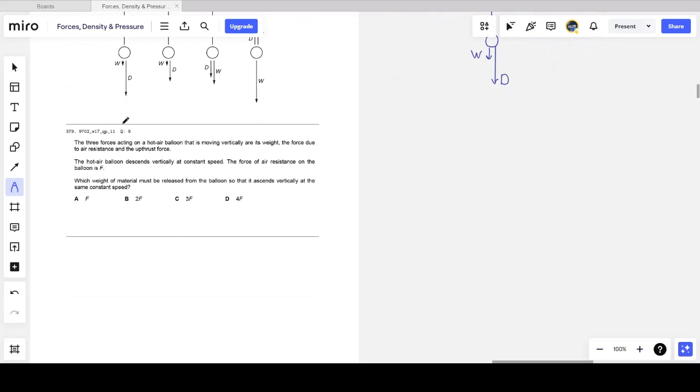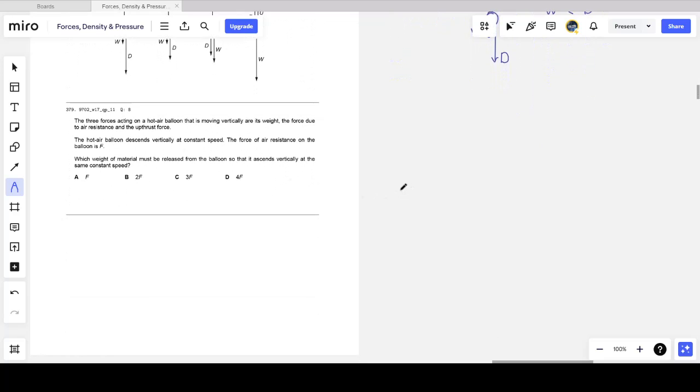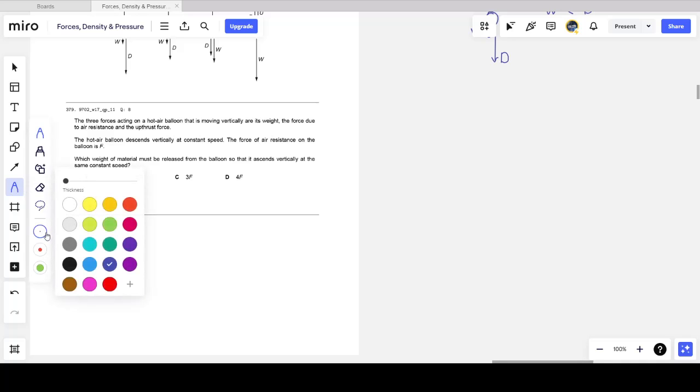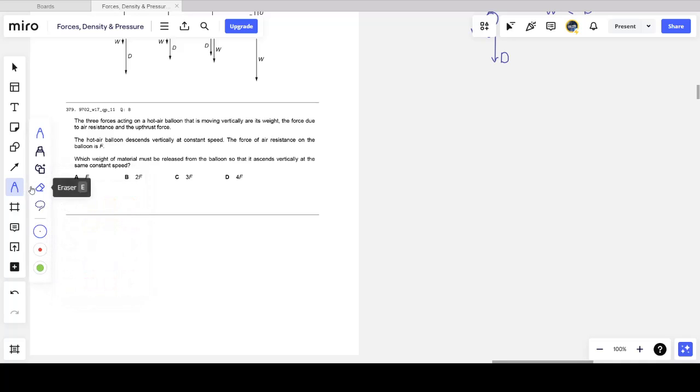The next question is 379. It's from the winter 2017 exam. That's October, November 2017. It's question paper 1, variant 1, and question 8 from that paper. We're told that the three forces acting on a hot air balloon that is moving vertically are its weight, the force due to air resistance, and the upthrust force. The hot air balloon descends vertically at a constant speed, and the force of air resistance on the balloon is F. Which weight of material must be released from the balloon so that it ascends vertically at the same constant speed? Okay, so a little bit of a tricky one.